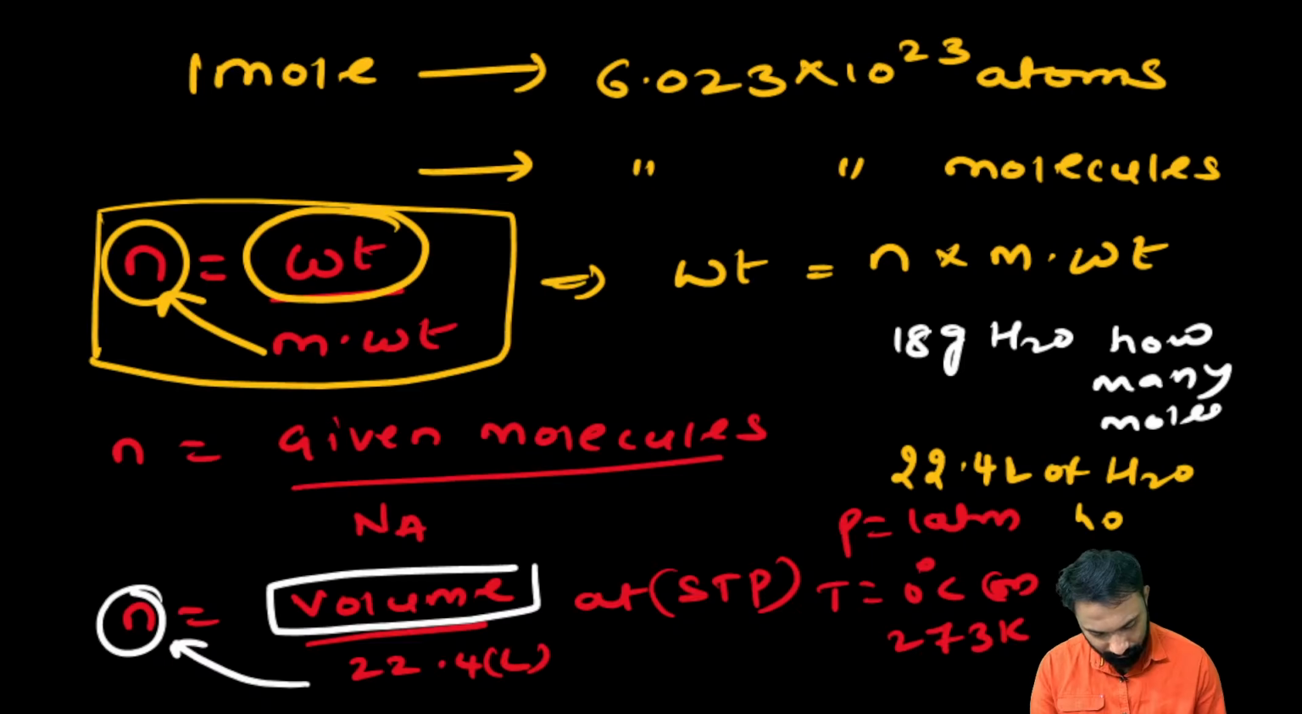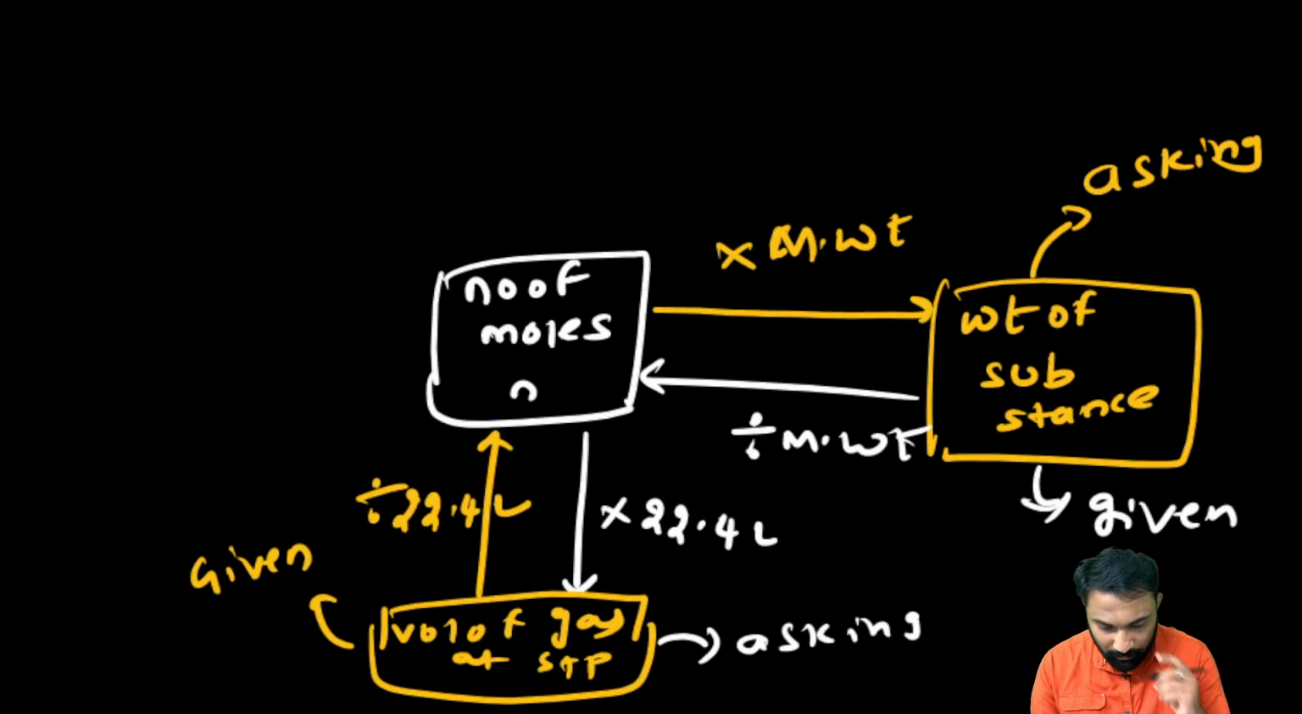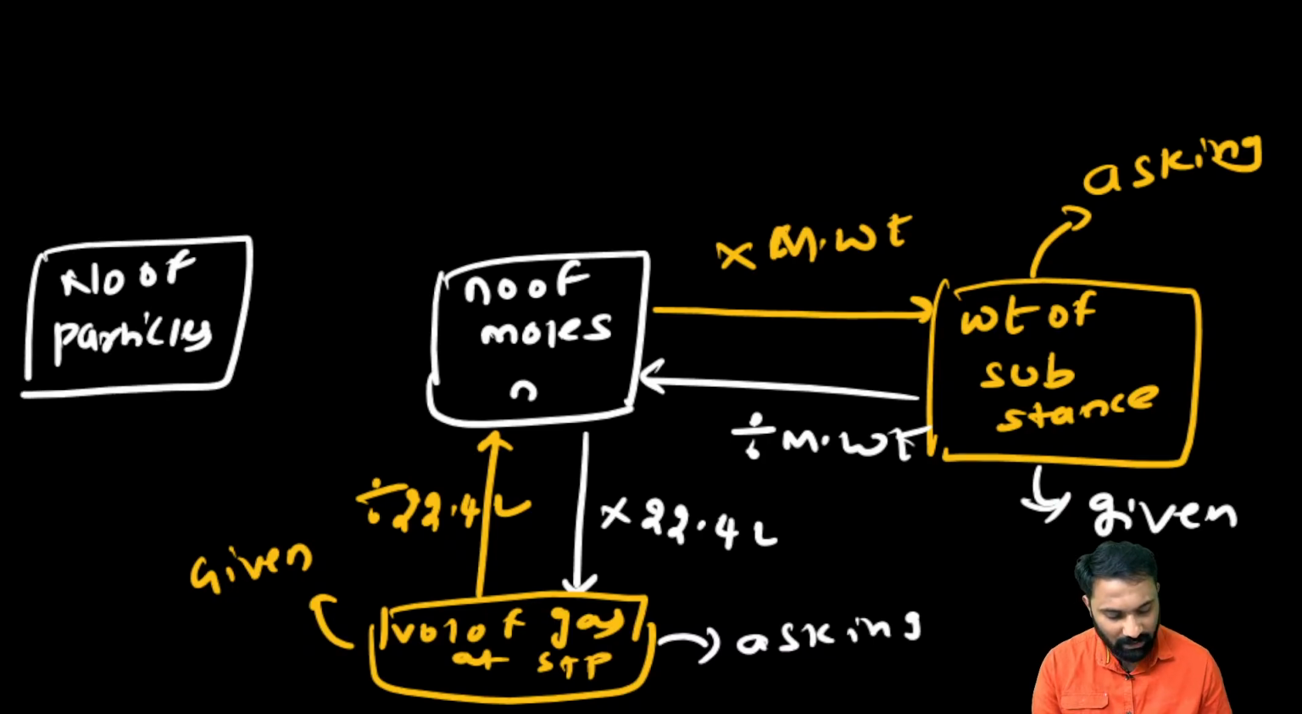Next, suppose they are asking for the number of particles or the number of entities. If the number of particles is given and they are asking for the number of moles, you just divide it by the Avogadro number, right?